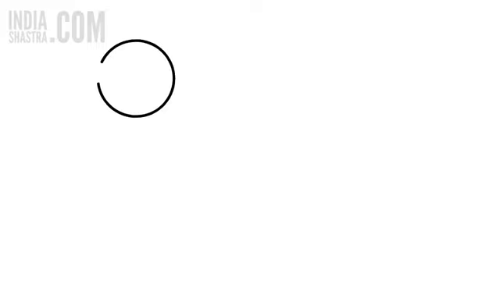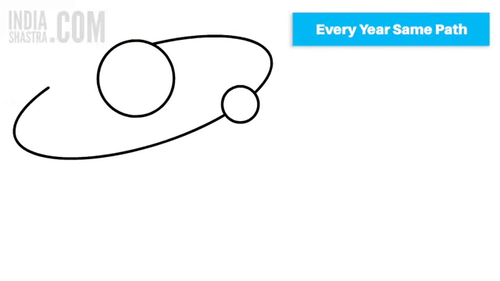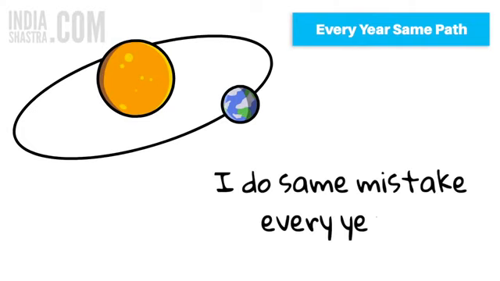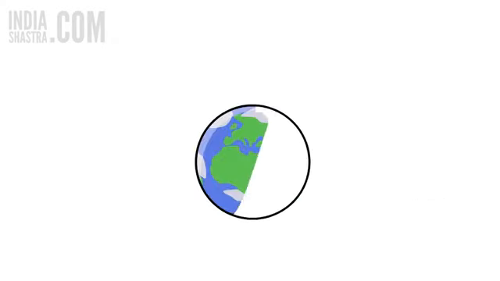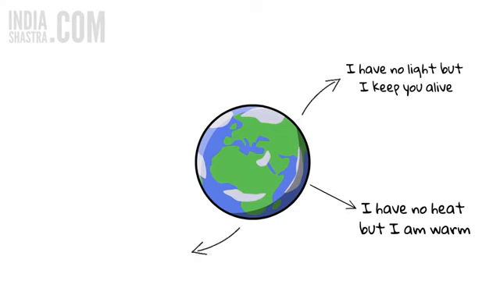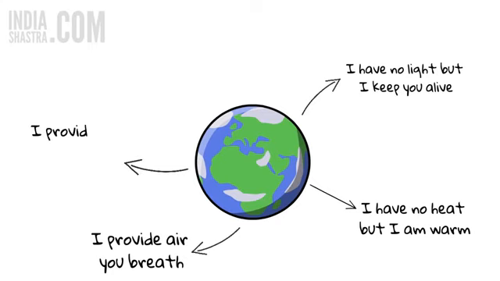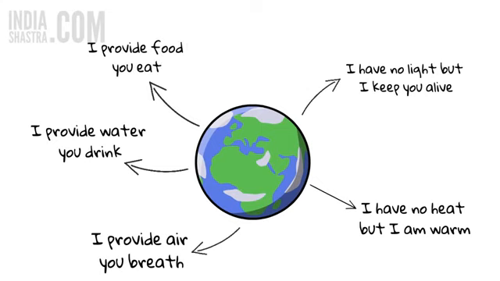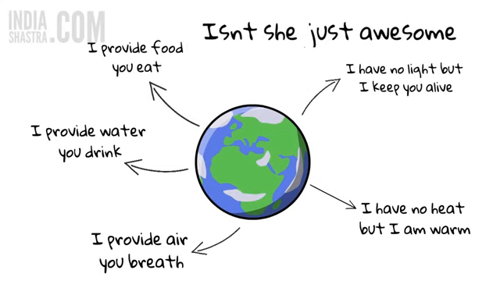All these planets follow a fixed path. These paths are elongated and called orbits. Now let us talk about the Earth. She does not have her own light, but because of her, we are alive. She provides us optimum temperature, neither too hot nor too cold. Also, she provides us water we drink, air we breathe, land we live, and the food we eat.